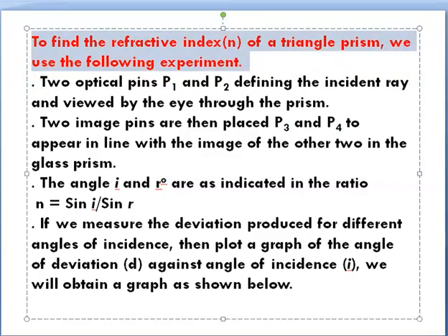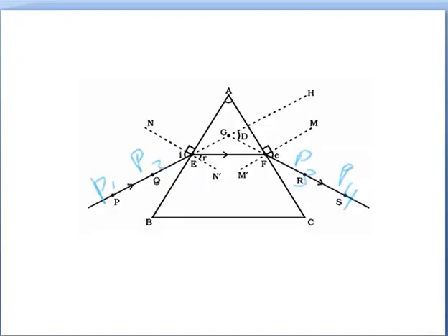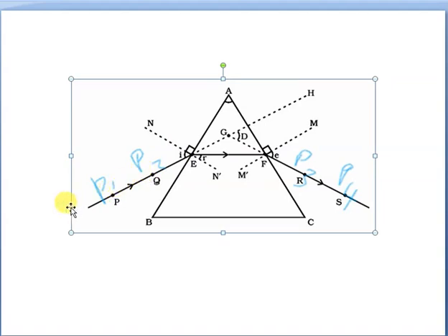First of all, you trace out the triangular prism on your tracing paper and label the sides, as you can see here, ABC. Now, you draw a normal, which is a straight line at an angle of 90 degrees. Then you measure a particular angle of incidence, say 20 degrees. Then you place two optical pins at these points, which we label P1 and P2.